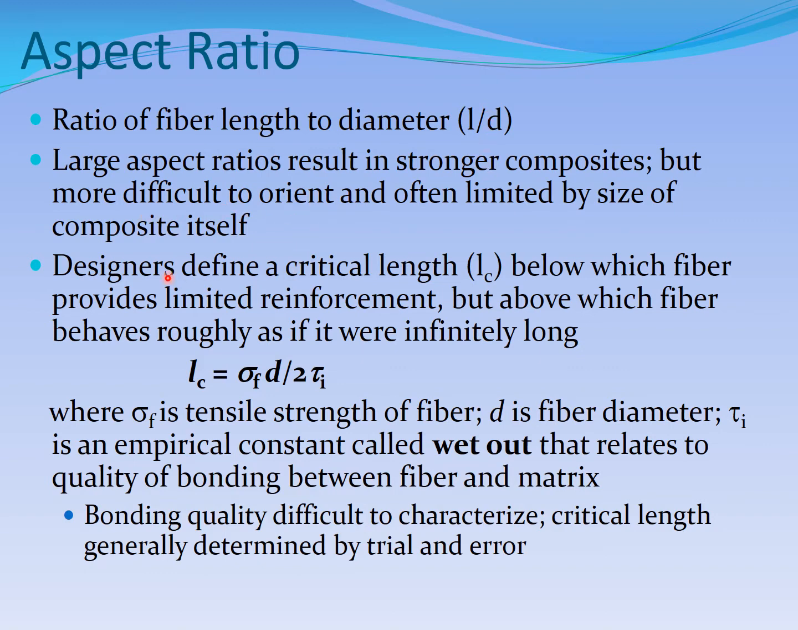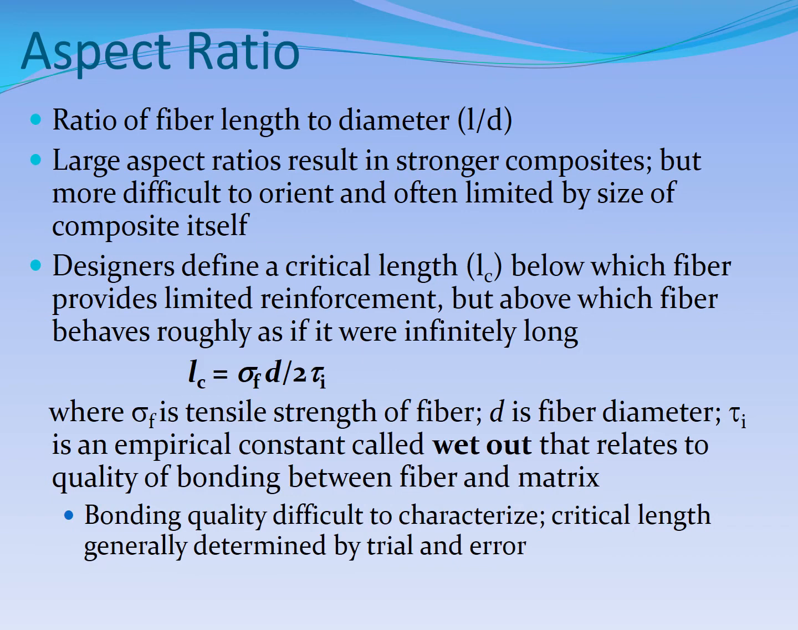Designers define a critical length, LC, below which the fiber provides little reinforcement, but above which the fiber behaves roughly as if it were infinitely long. So this is important, right? You can have any length of the fiber, but if the length of the fiber is below a critical length, then there is almost no advantage of having a fiber reinforced composite, because it has very little reinforcement. Above it, it is good, right?